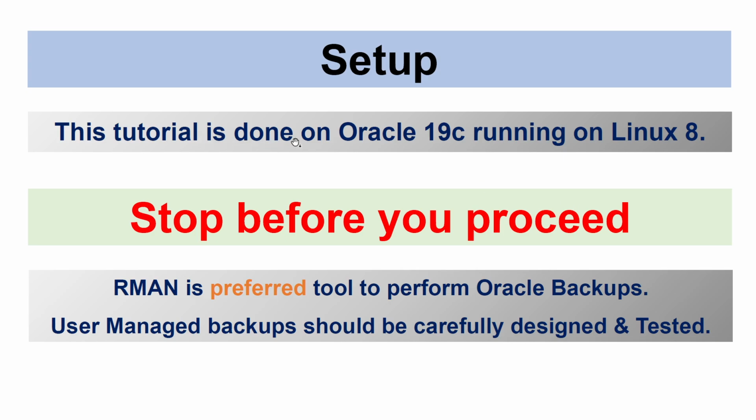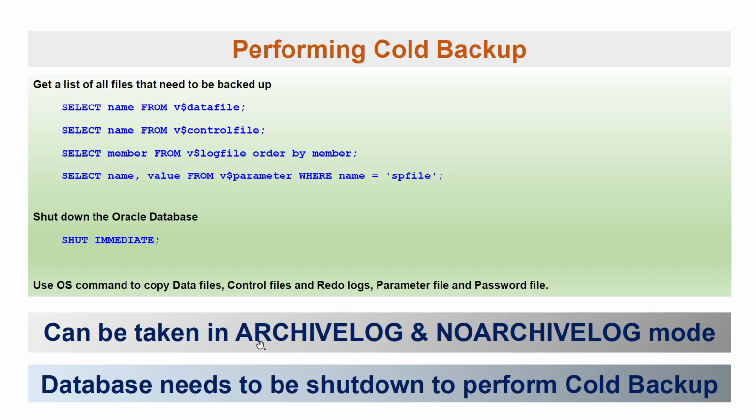This tutorial is done on Oracle 19c running on Linux 8. Stop before you proceed. RMAN is the preferred tool to perform Oracle backup. User managed backup should be carefully designed and tested. If you have a good strategy for user managed backups, then only perform the user managed backup, because they should be carefully designed and tested.